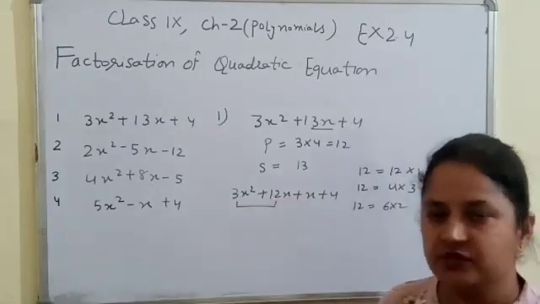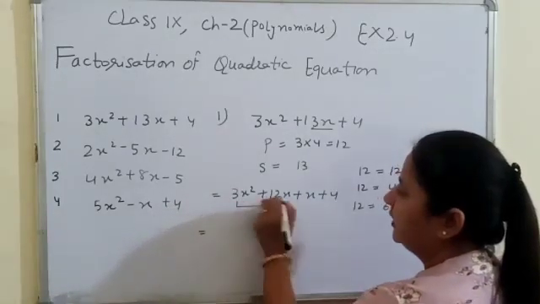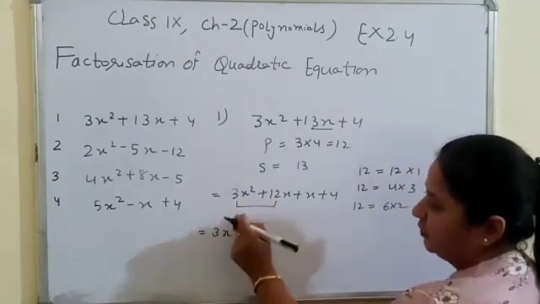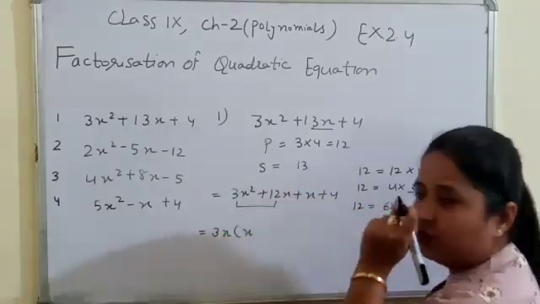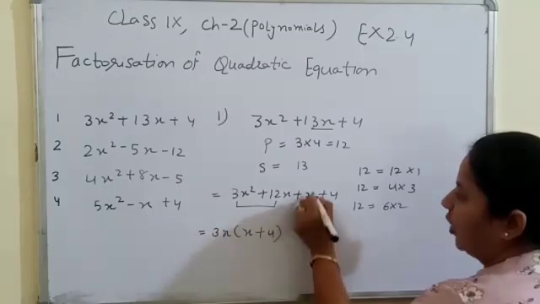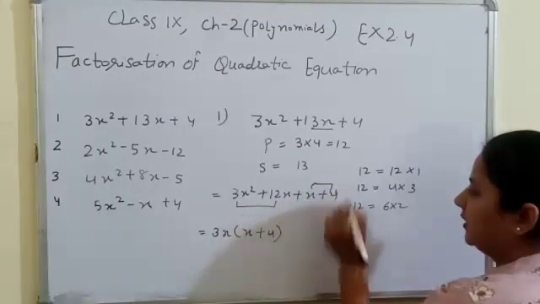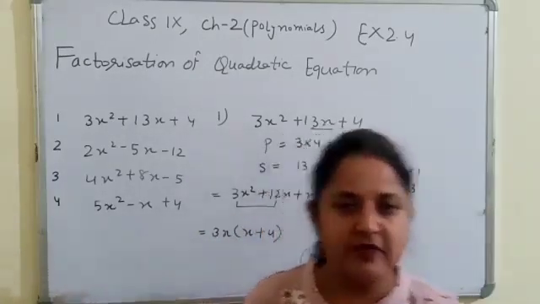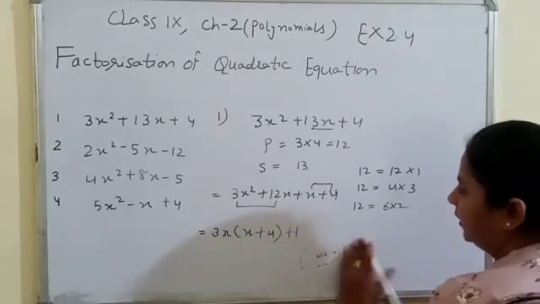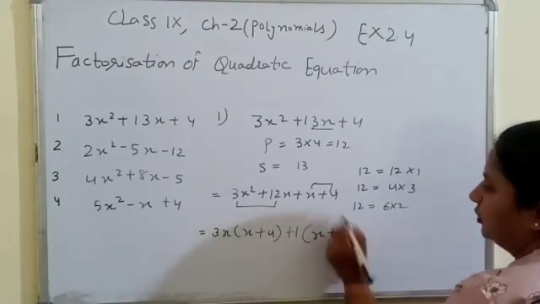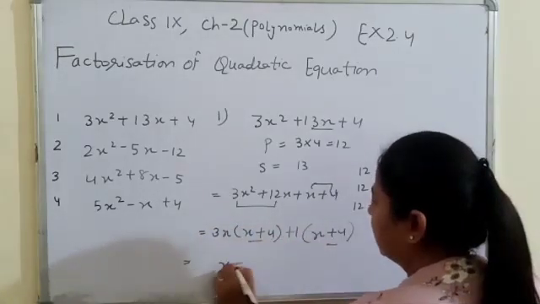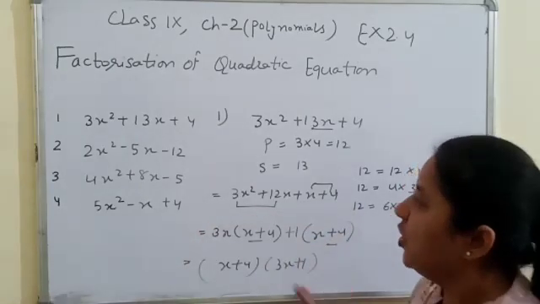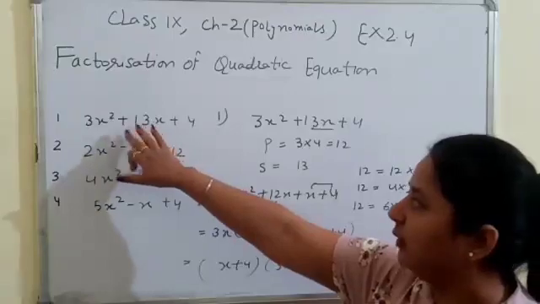Now from the first 2 terms, which values can we take common? From 3 and 12 we can take 3 common, and x is also common. What do we have left when we have taken 3x outside? x plus 4. Now for the last 2 terms, from these 2 terms which value can we take common? 1 is the common factor of each term, so we can take 1 common here. x plus 4, you can see these 2 terms are the same. Take it common. What do we have left? 3x plus 1.